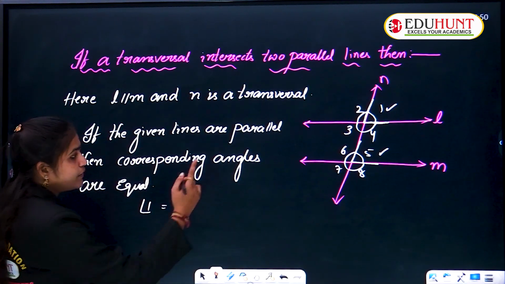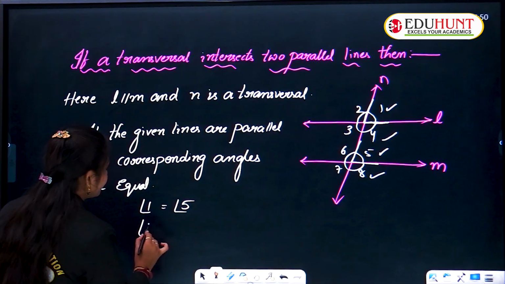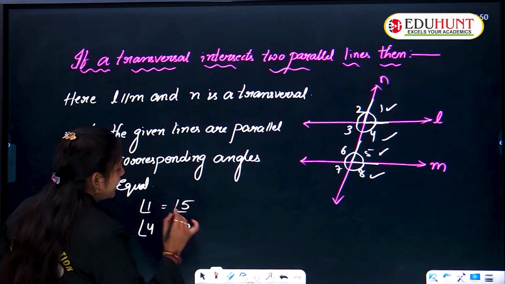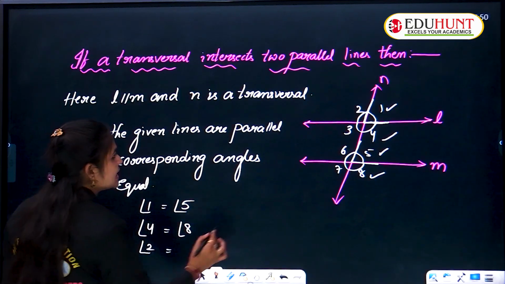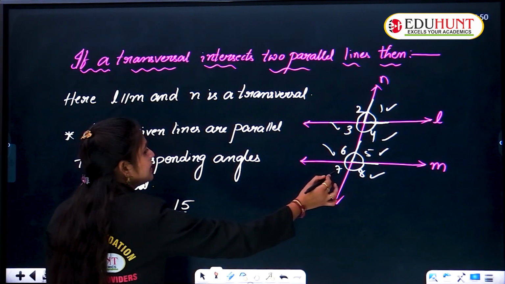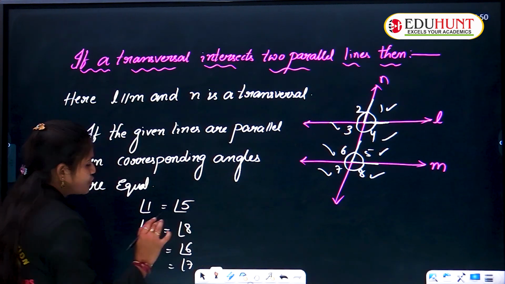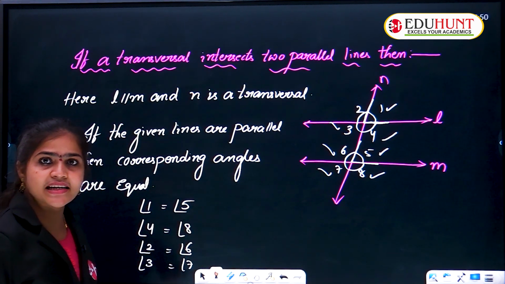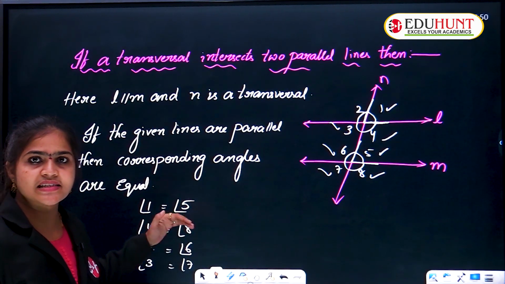Second pair, what is that? This side only, angle 4 and angle 8. Angle 4 is equal to angle 8. In the same way, on the left side, angle 2 is equal to angle 6, and angle 3 is equal to angle 7. Understood? When can we say these angles are equal? If the given lines are parallel, then the corresponding angles are equal.